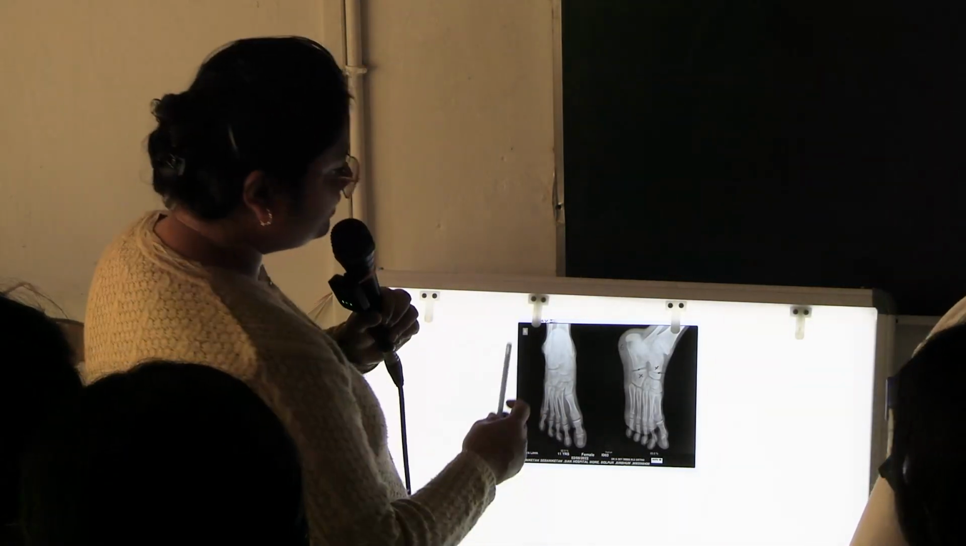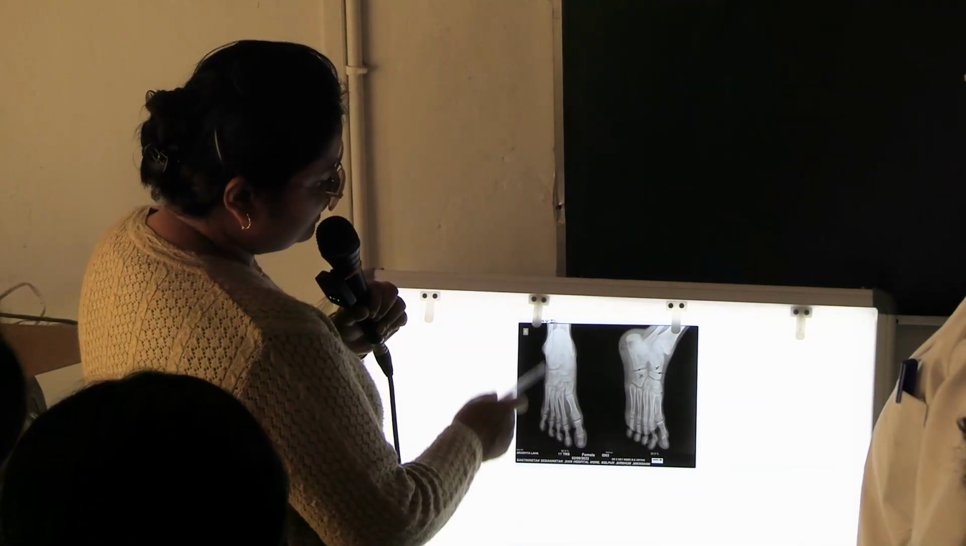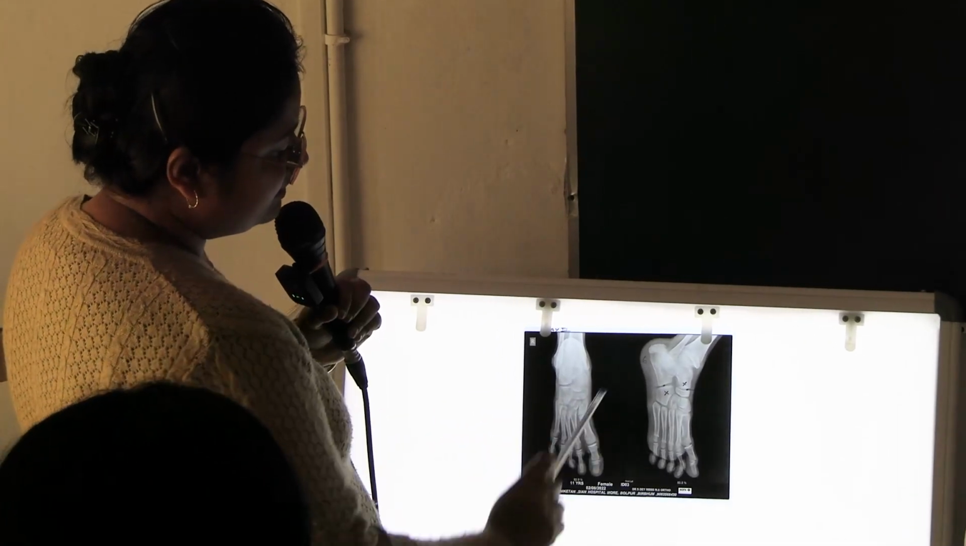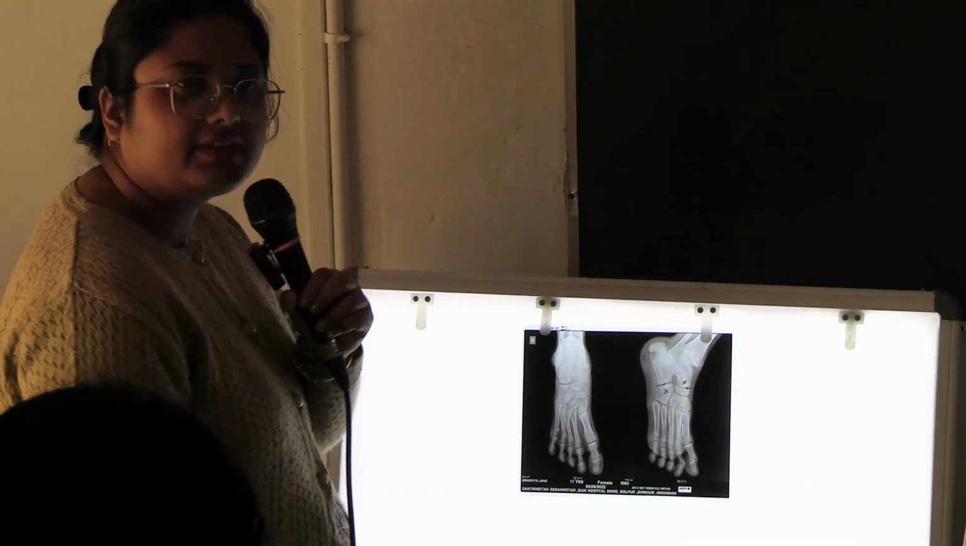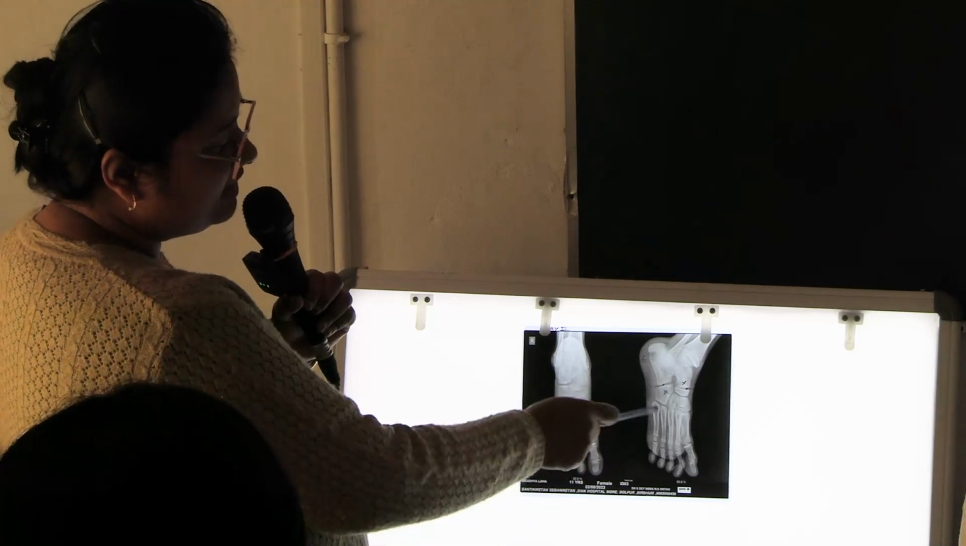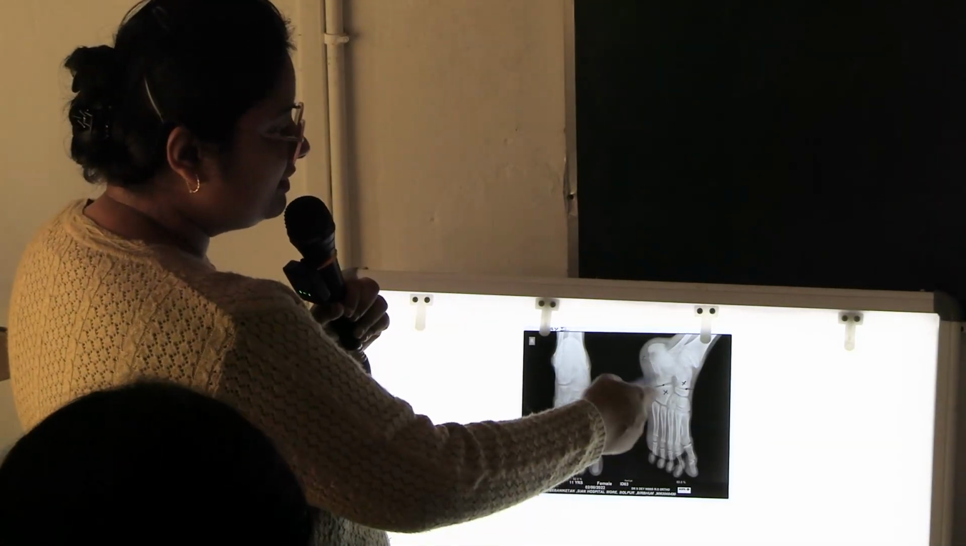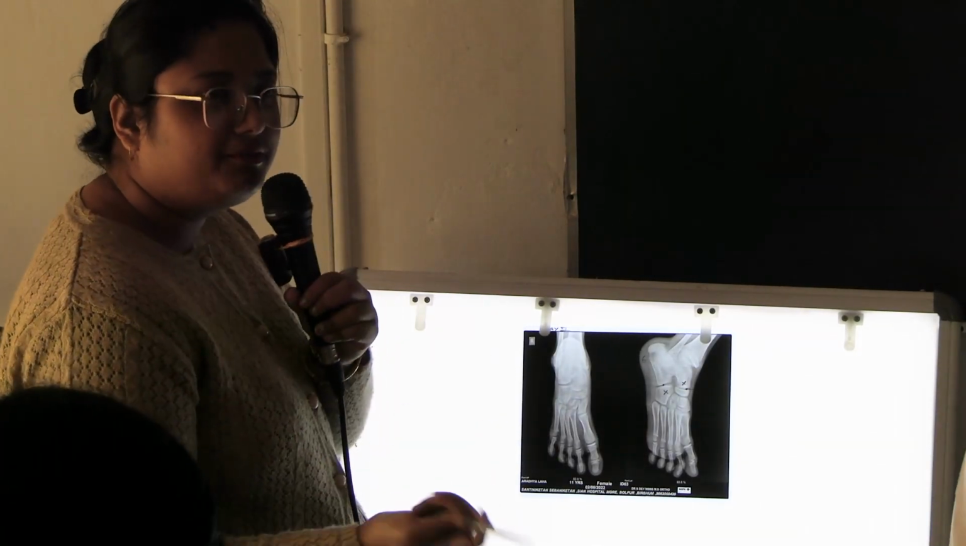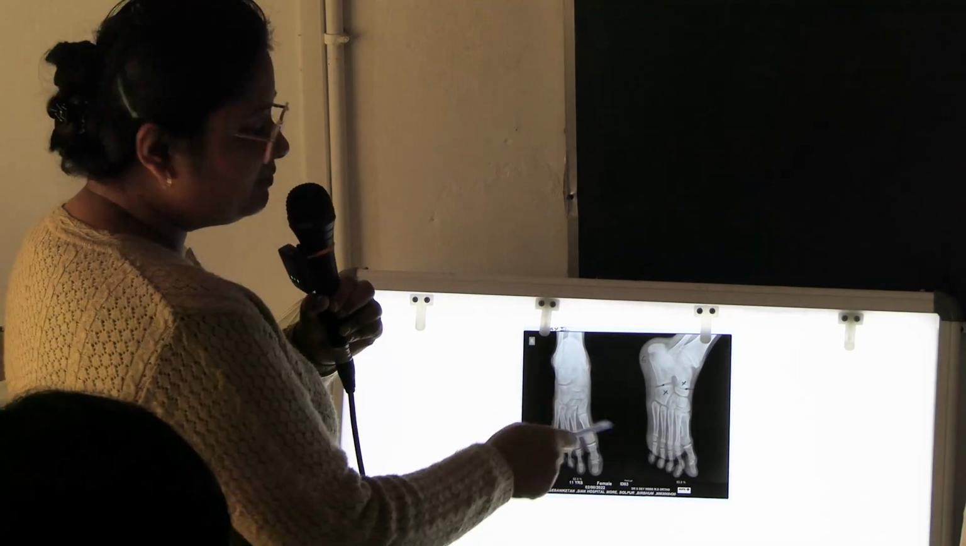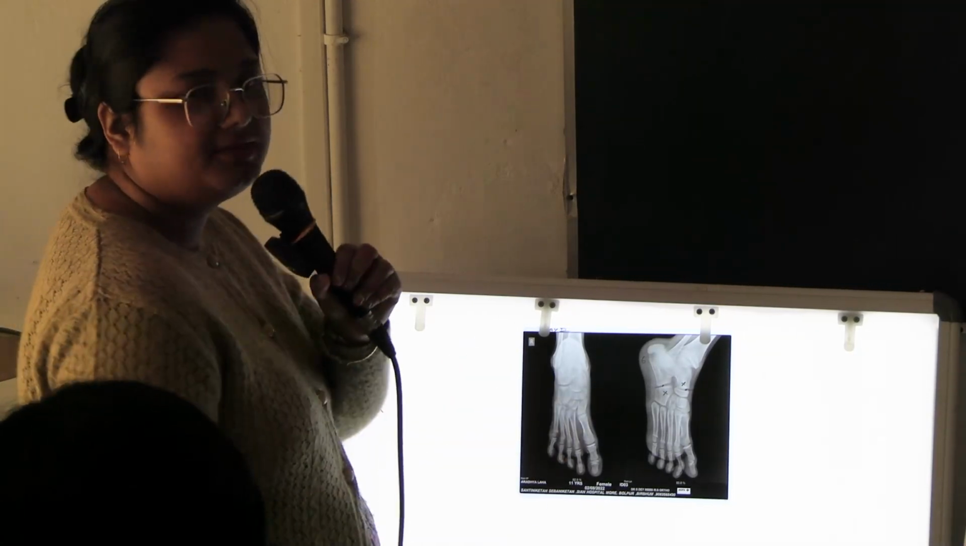Okay, so X-ray of the foot. This is an anterior-posterior view, and this is an oblique view. This is not a lateral view, because in a lateral view all the metatarsals will be superimposed. You will not be able to see them. That's why generally for the foot, AP view and oblique view are taken.